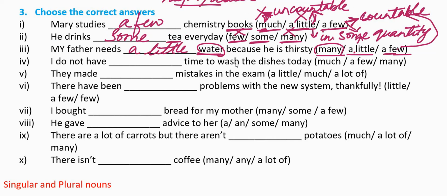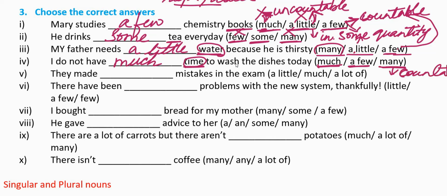I do not have dash time to wash the dishes today. Now time by itself is not countable. You can count the time by saying minutes, seconds. Hence you have to use I do not have much time, as much can be used with both countable and uncountable. It is mostly used with the negative sentences. A few is not suitable because time is not countable. Many is also not used.